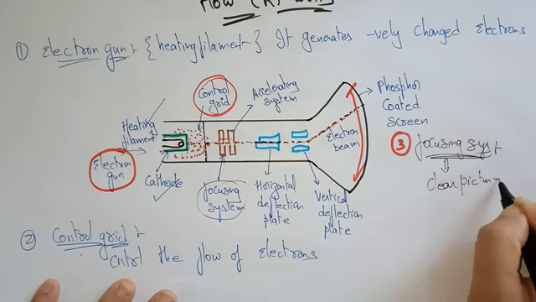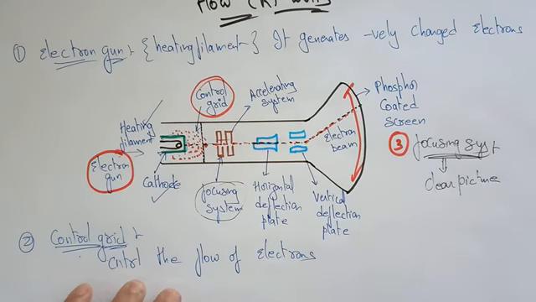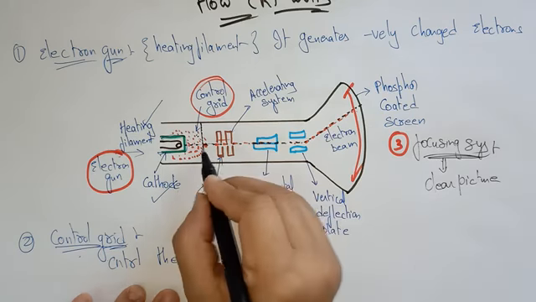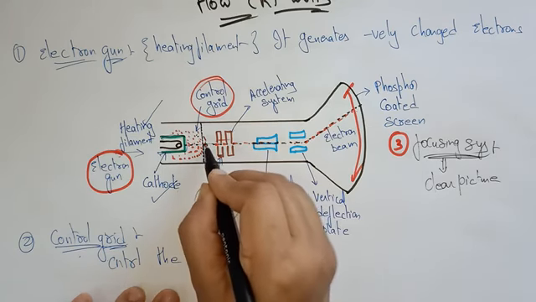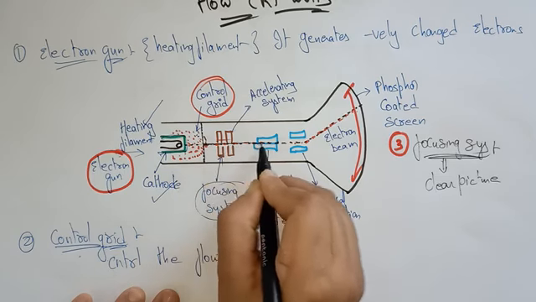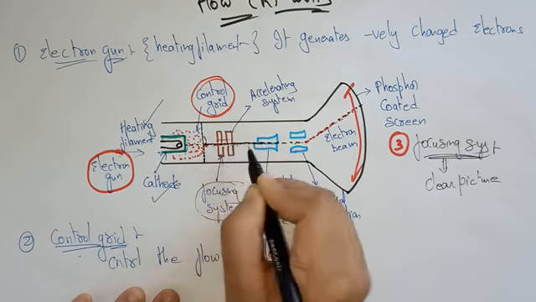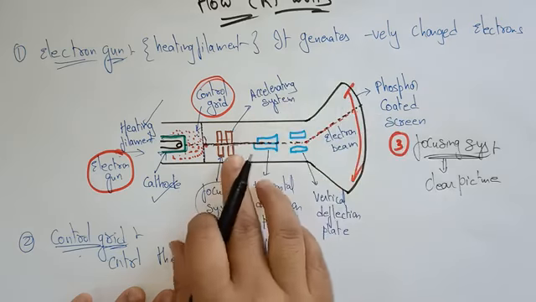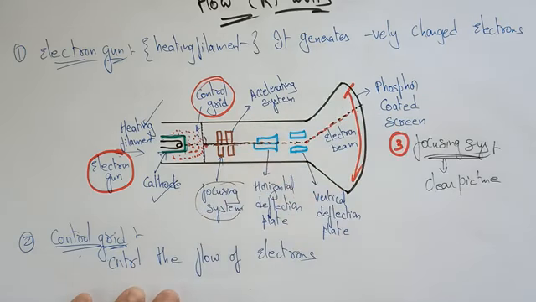It is used to create a clear picture. How is it creating a clear picture? By focusing the electrons into a narrow beam. So here, if you see, all the electrons are coming into this narrow beam. That means this focusing system and accelerating system are only focusing to get the clear picture.